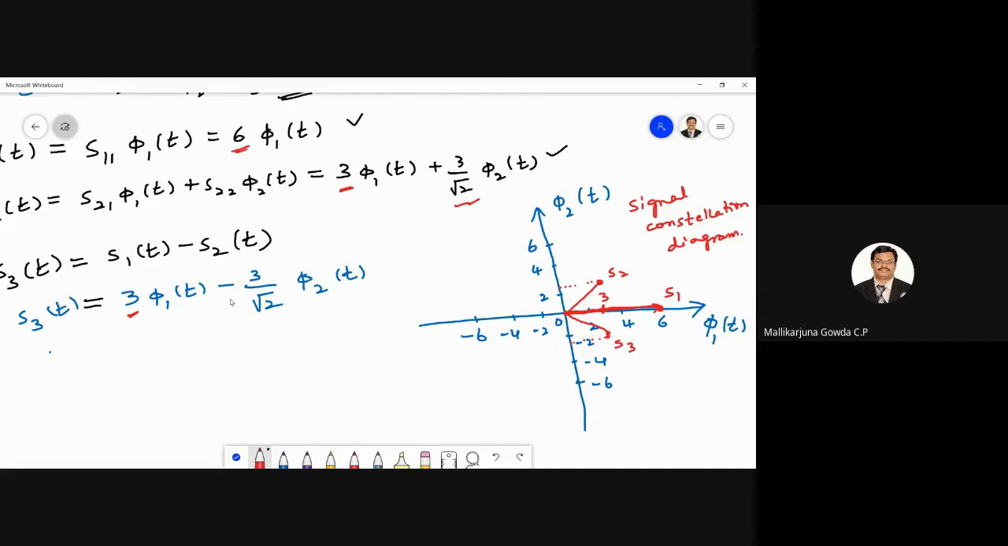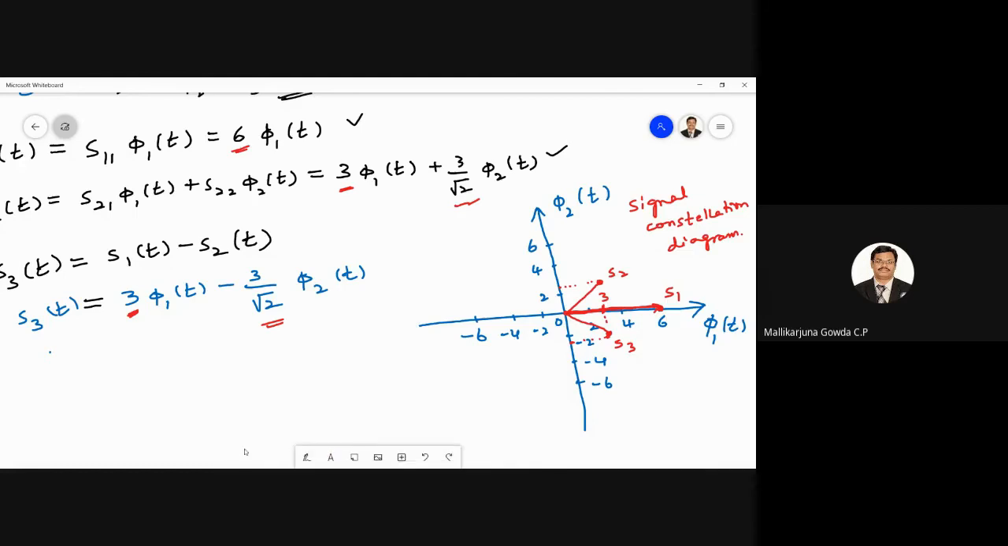Similarly for S3 of t, it is what? 3 pi 1 of t minus 3 by root 2 pi 2 of t. So 3 on x-axis, positive side, right? Again 3 on x-axis, and it is minus 3 by root 2. So minus 3 by root 2 means it is minus 2.1 something, right? So down, it is minus, right? So this will be my S3. Hope this is clear. I got it. Thank you, sir.